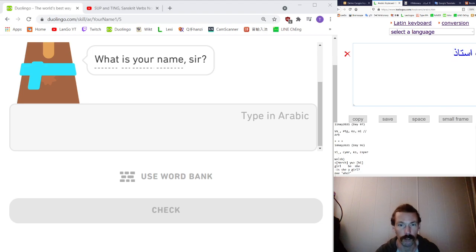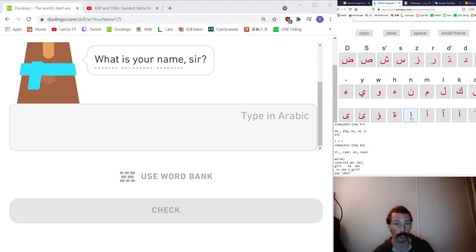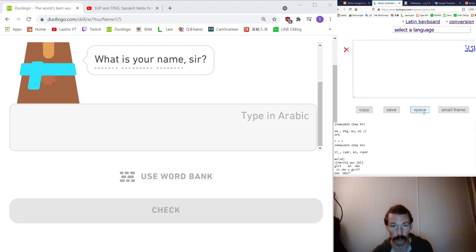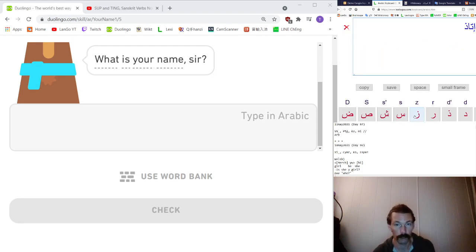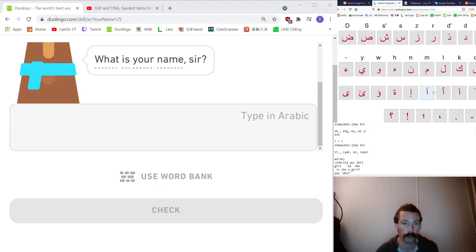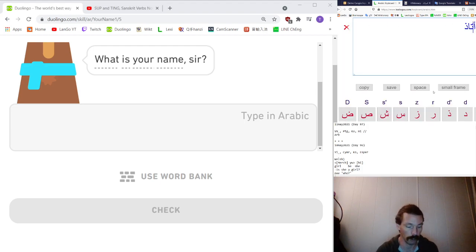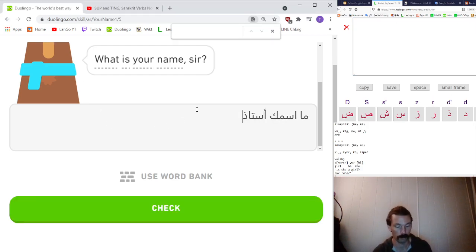Ustadh. How do I get the hamza, though? Here, I can just type it as a single character. Okay. Ooh. That would be E. I want it above. And then S is needed. Ustadh. Ma ismik, yeah, ustadh. Oh, sir, yeah, the particle we need there. Ya. Oops.